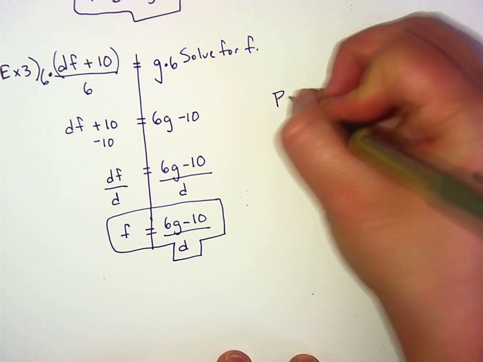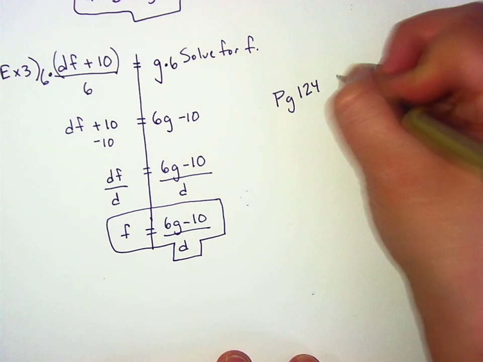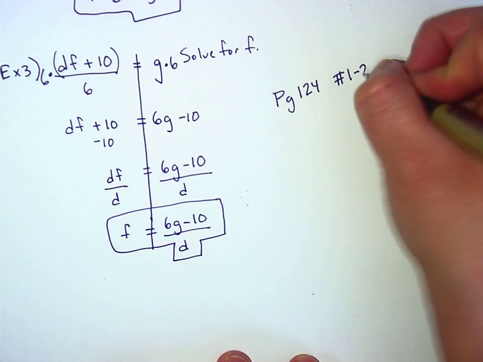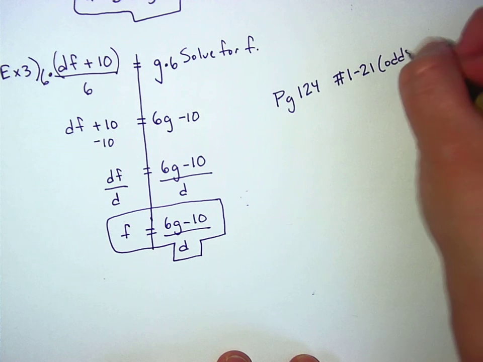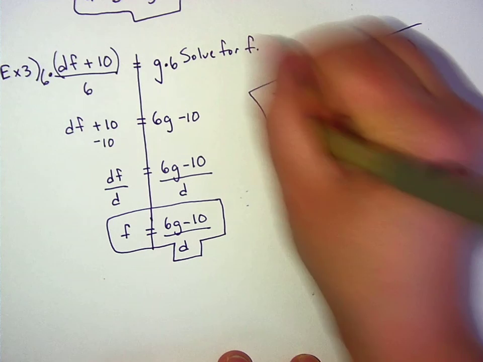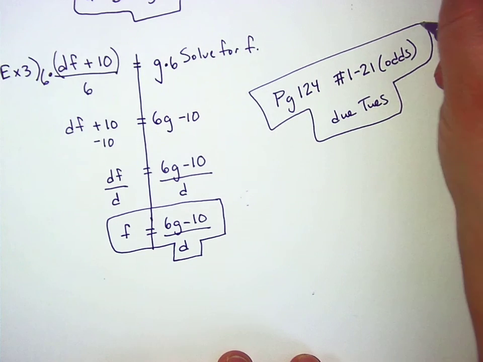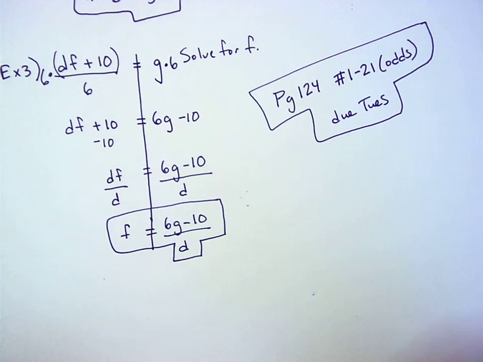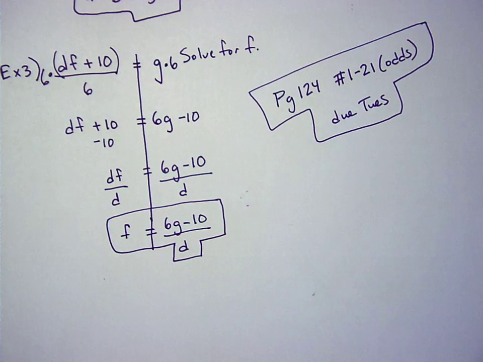Your homework, which is going to be due on Tuesday, is page 124, numbers 1 through 21 odds. Again, this is due on Tuesday. Are we working on it Monday? Yeah, we'll also do a puzzle though, and it'll be like a half an hour class instead of our normal 44 minutes. So expect that you are going to have to do some of this outside of class. What is going on Monday? It's a late start.